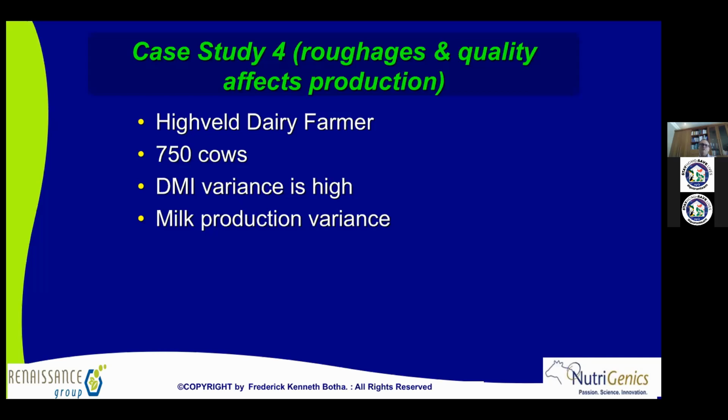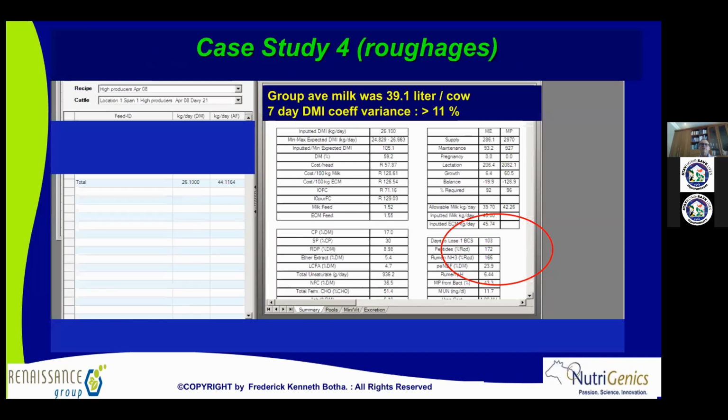They saw a lot of dry matter intake variance from day to day, well over 11%. Normally we don't see that big variance from day to day, but also related to that variance in dry matter intake, a lot of variance in milk production. So we went out to the farm as a team and then evaluated the whole system.